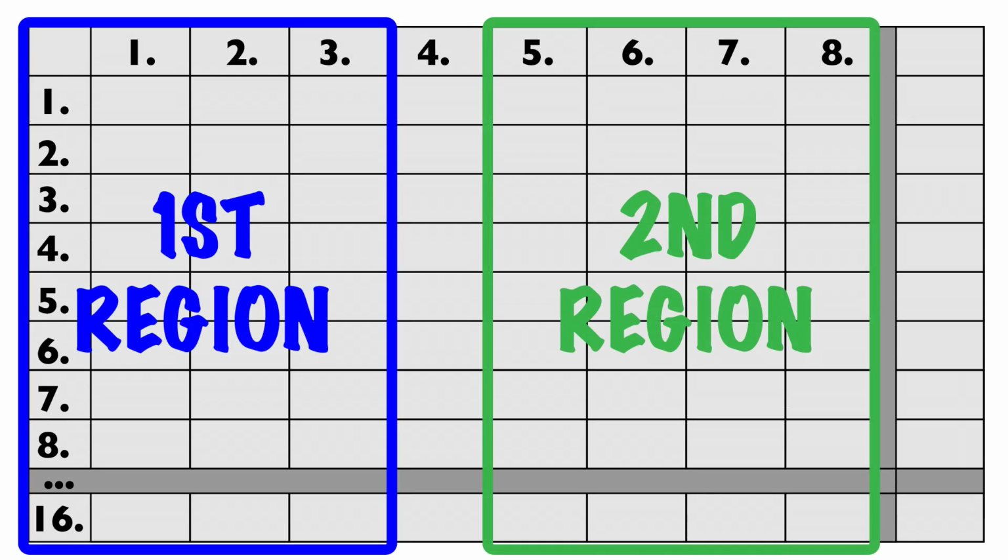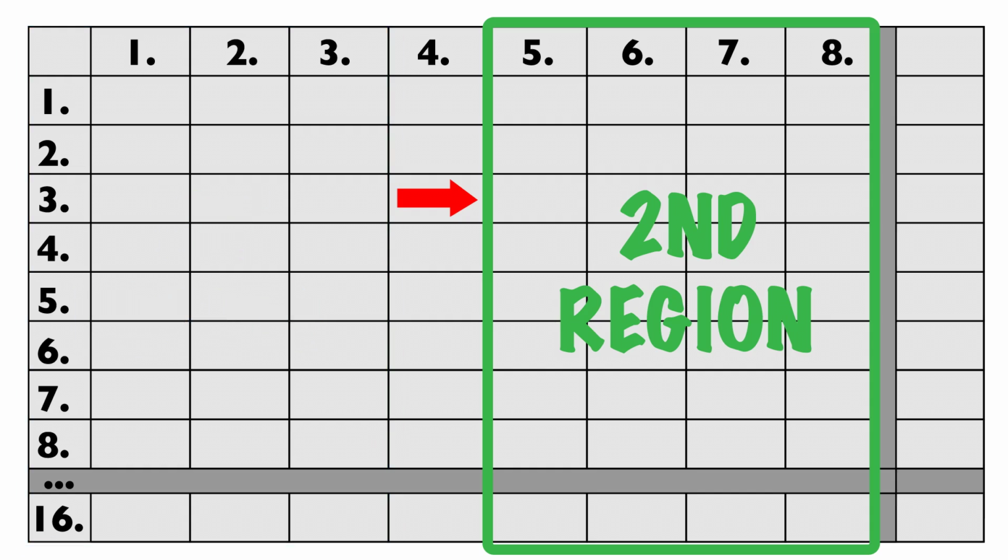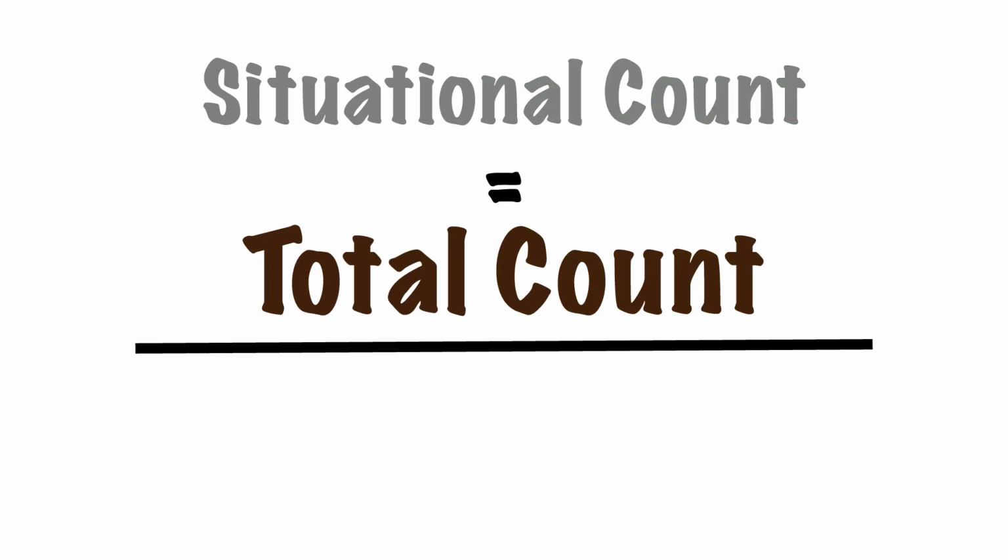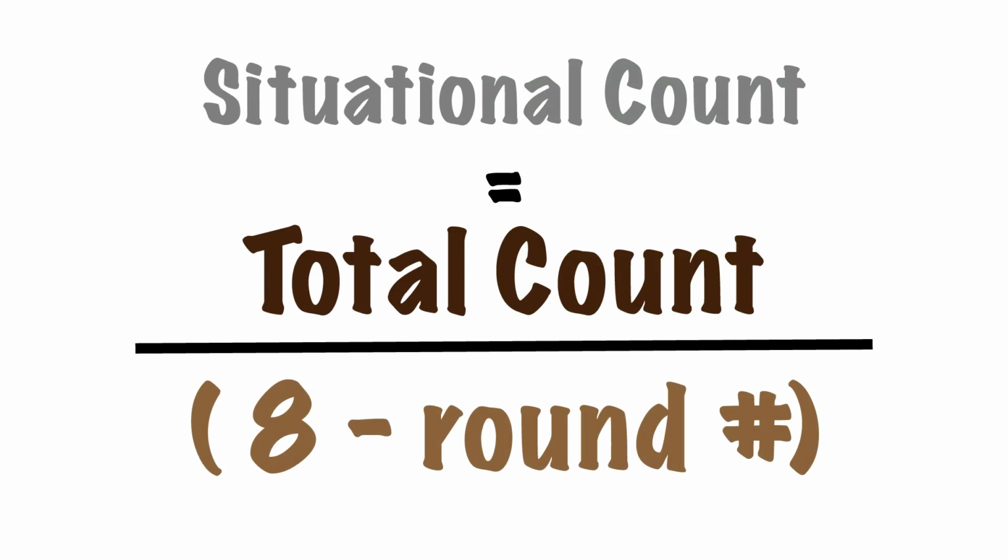Never count your picks. When it's your 3rd pick and you have 2 running counts, examine the count of the region that will be picking after you. Divide this number by the quantity of 8 minus the round you're in. See what we mean? This will be your situational count.